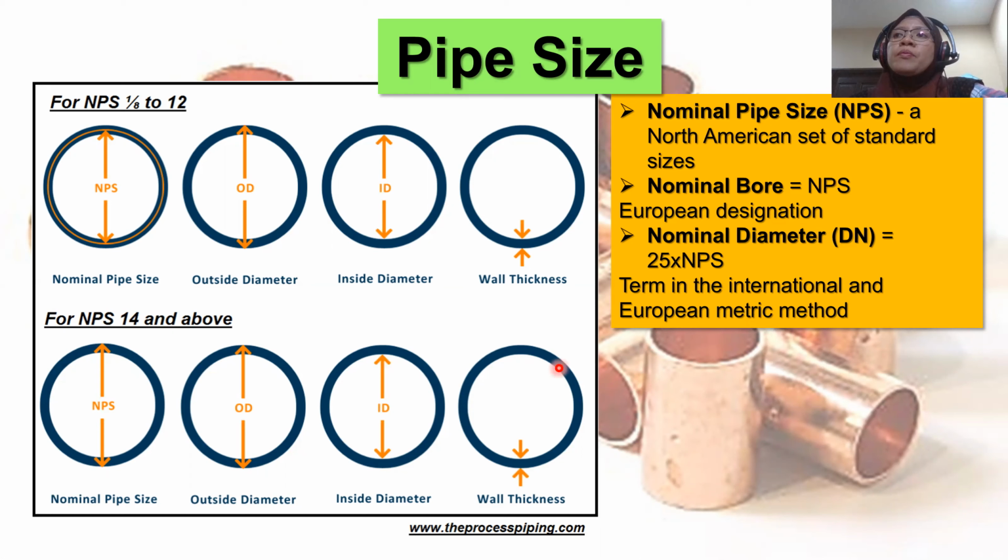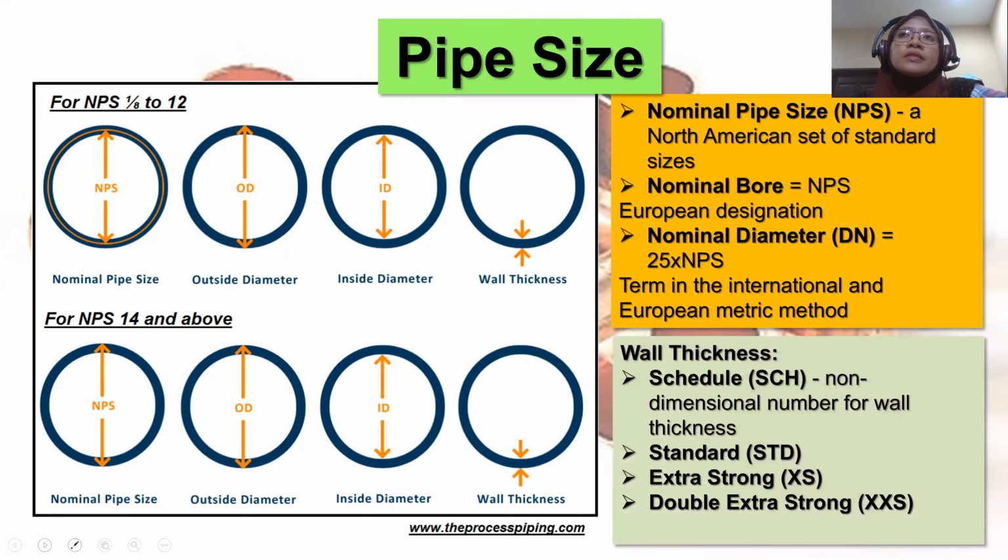Nominal pipe size and outside diameter are not always equal. For NPS 1/8 to 12, the NPS and outside diameter values are different. You can see this here. For NPS 14 and above, the NPS and outside diameter are equal.